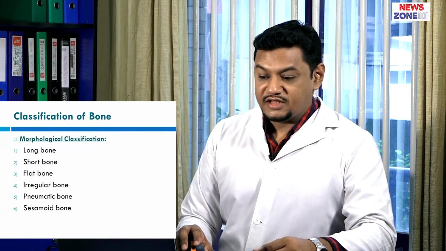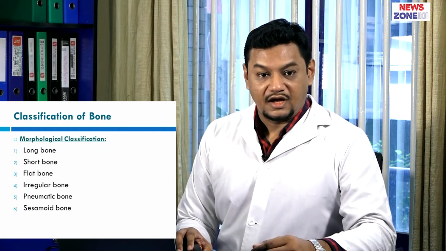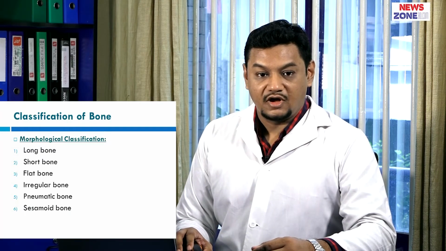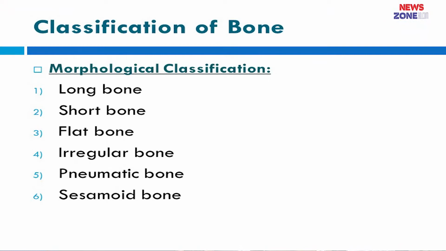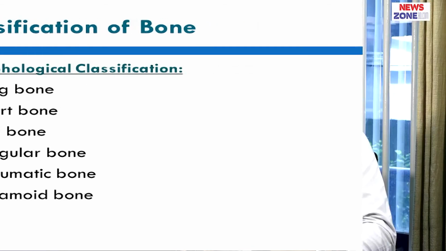Now, in this slide, we can see the classification of the bones on the basis of morphology. There are 6 types of bones on the morphological features. Number 1, long bone. Number 2, short bone. Number 3, flat bone. Number 4, irregular bone. Number 5, pneumatic bone. And number 6, sesamoid bone. Now, let us discuss the morphological features of these individual bones.